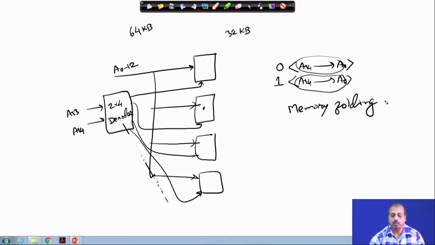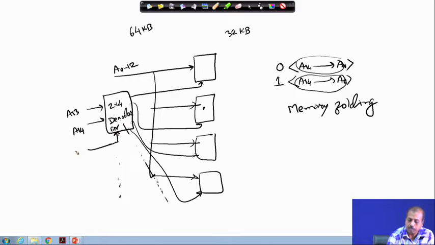In some systems, if memory folding is there, I cannot expand the system, because I cannot put further chips here, as the pin A15 has not been used at all. How to stop this folding? Many a times what happens is that this 2 to 4 decoder has an enable line, as we know. So, we can use that enable line to stop this phenomenon.